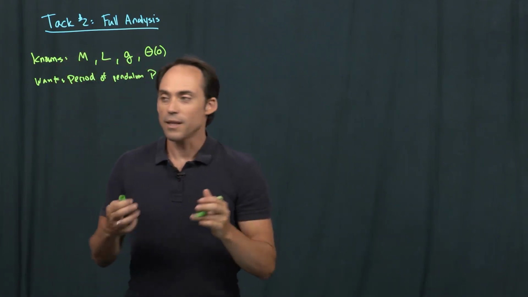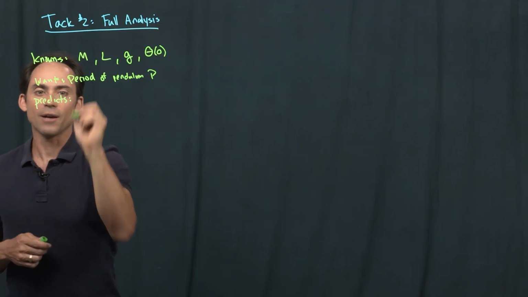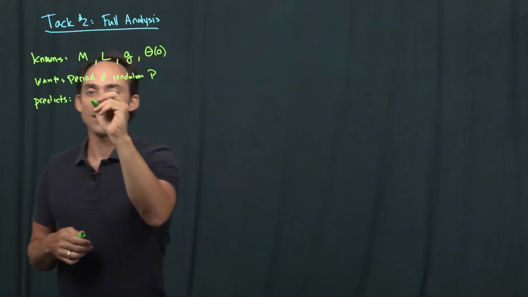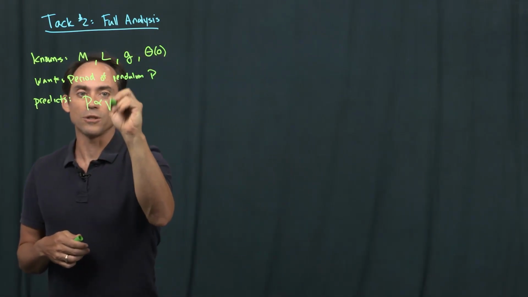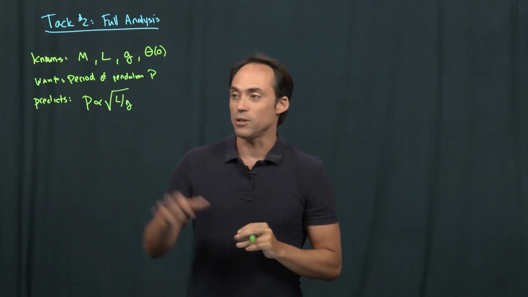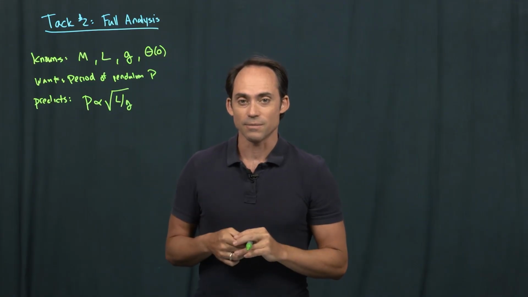Okay? And now let's make some predictions about what we think the motion is going to look like. In fact, we have a very powerful prediction from our dimensional analysis that the period is going to be proportional to the square root of the length divided by the surface gravity. So our solution should have some form of that expression in it at the end.